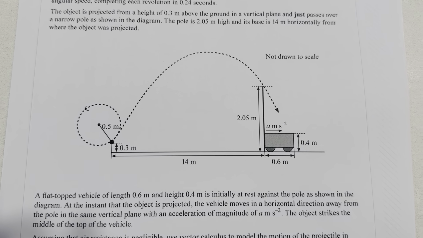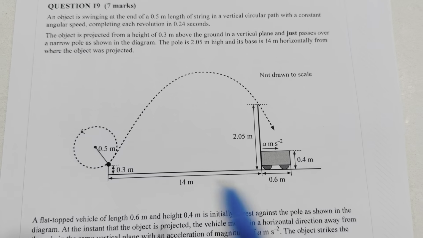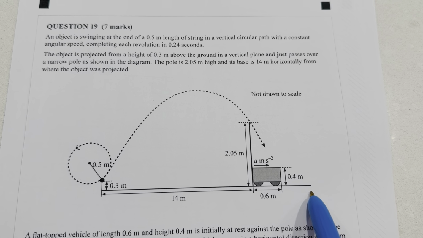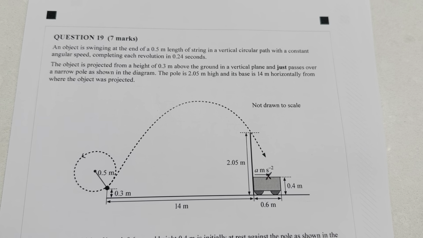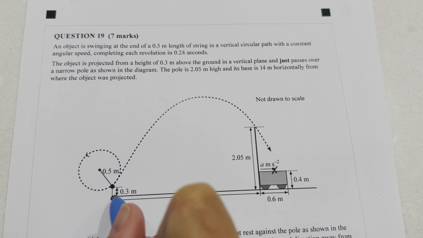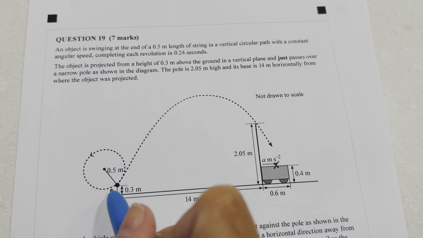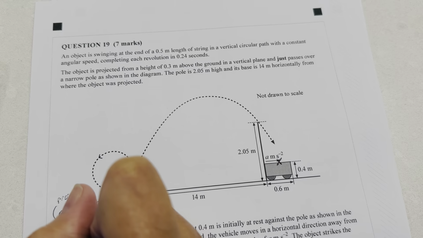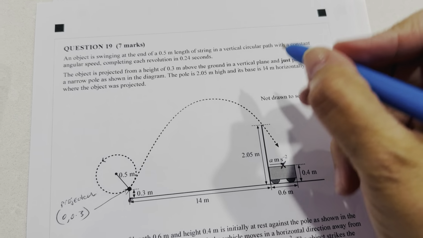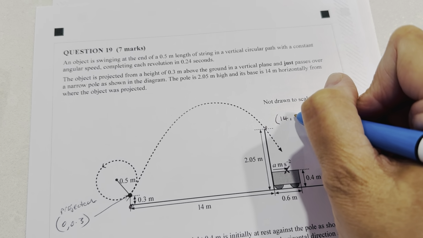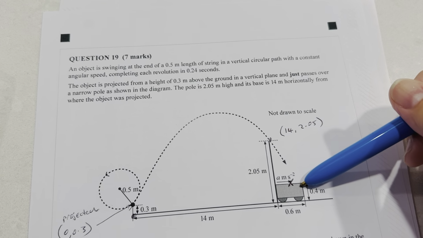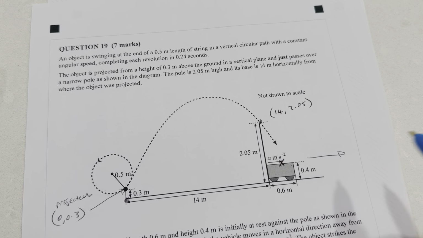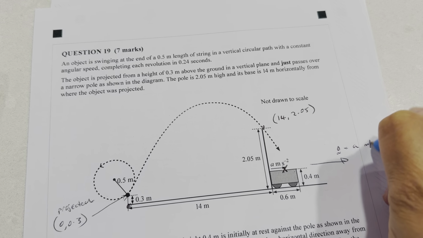Wow, there's a lot of things going on here. Sorry I'm a bit shadowy, but that's where we're at. So here we've got circular motion, projectile motion, and then we have this accelerating vehicle. It's going to land in the middle of that. Now I'm assuming my origin's here, so I can see that it's being projected from 0.3. It's going to go up over and just miss this point, which will be 14, 2.05. And we've got to work out where it's landing. It's going to land in the middle of this trolley, but this trolley is actually moving that way with acceleration equal to A metres per second squared.